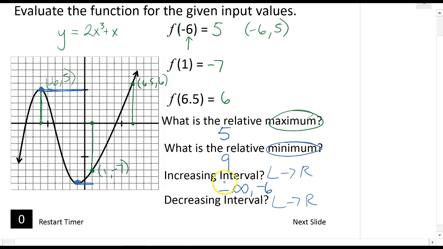Okay, so infinity, we never actually reach an actual value. So what we do is we write parentheses around it. Okay, and then for -6, we actually stop at the actual value, so we write a bracket. Just like when we write domain and range. Okay, so now there's another increase though.